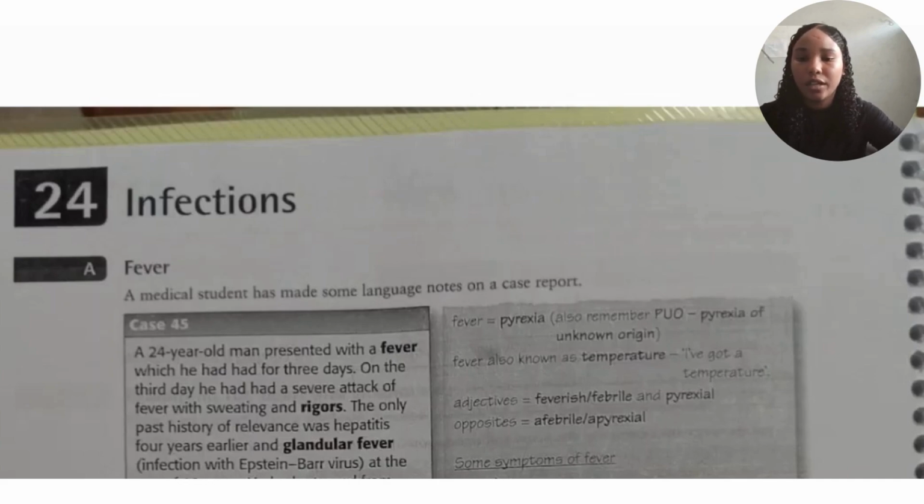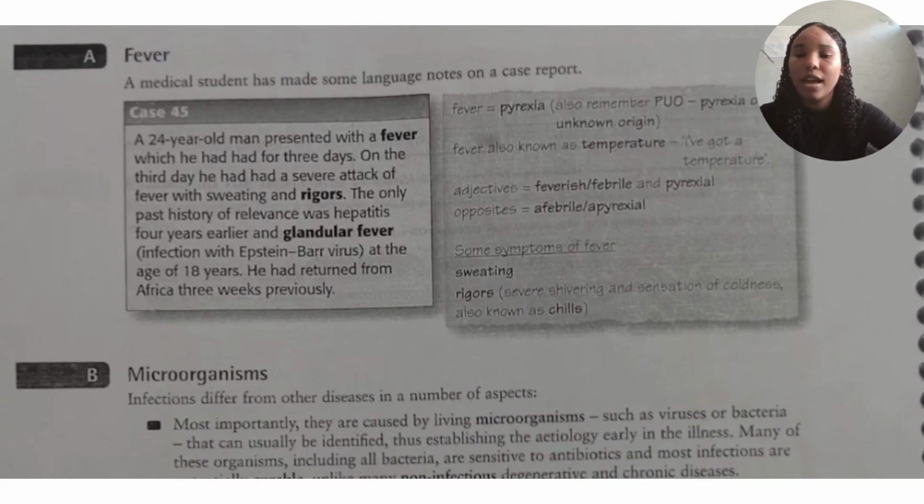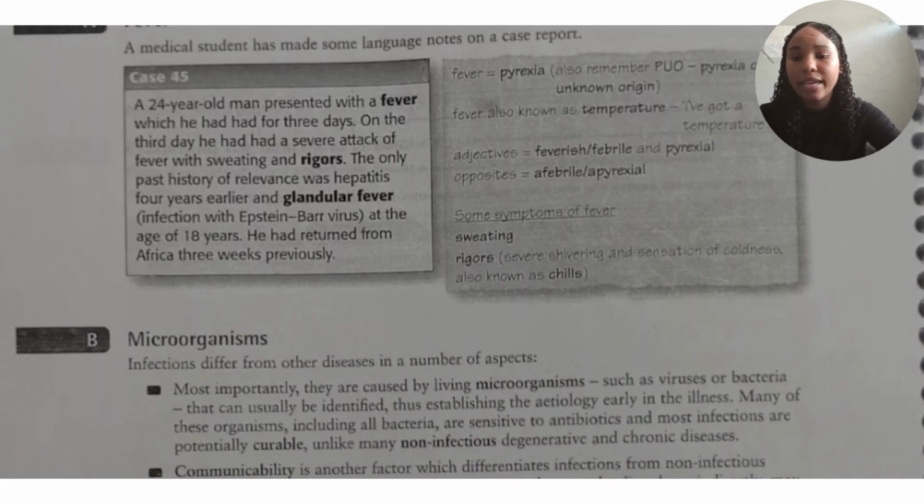Chapter 24, Infections. Fever. A medical student has made some language notes on a case report. Case 45. A 24-year-old man presented with a fever which he had had for 3 days. On the third day, he had had a severe attack of fever with sweating and rigors. The only past history of relevance was hepatitis 4 years earlier and glandular fever, infection with Epstein-Barr virus, at the age of 18 years. He had returned from Africa 3 weeks previously.